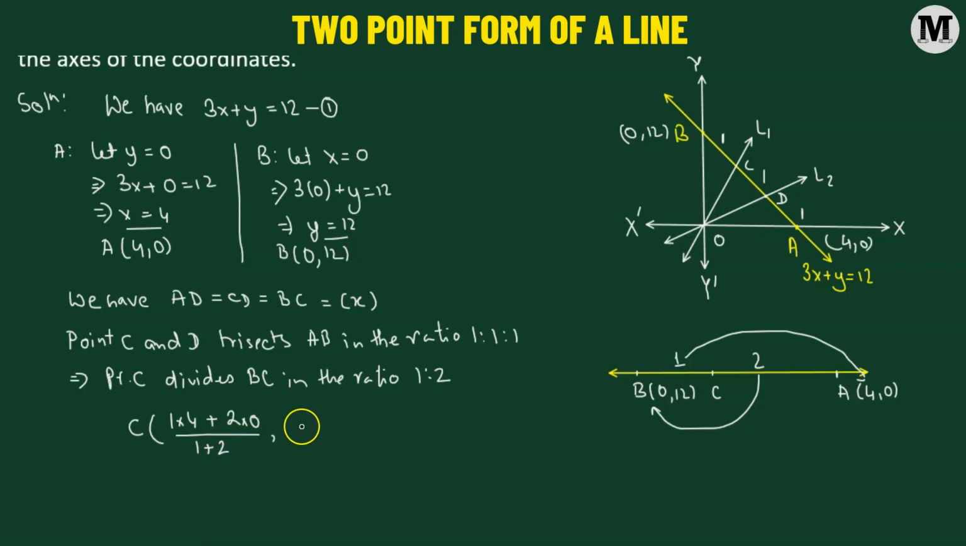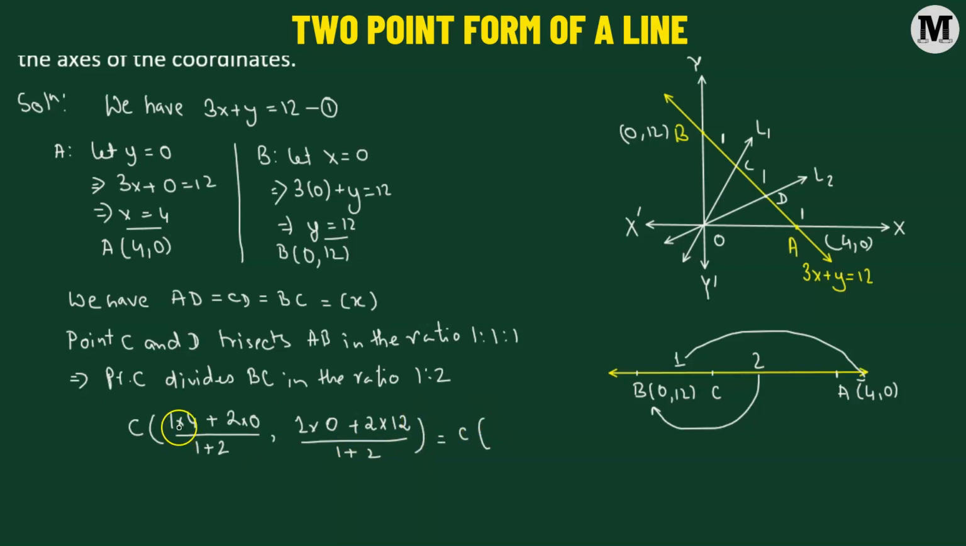Similarly, to find out the y coordinate, we're going to take 1 and multiply it with the y coordinate of point A, and then add it to 2 times the y coordinate of point B, so that's 12, divided by the sum of the ratios, 1 plus 2. So this gives us the coordinate of point C.